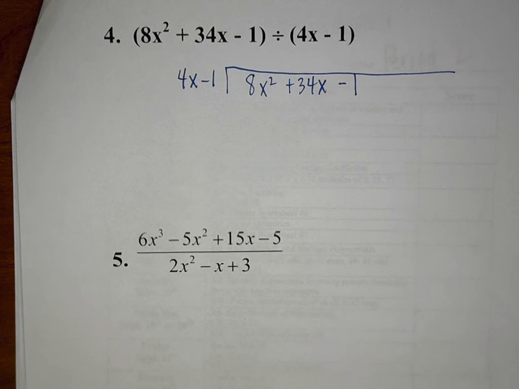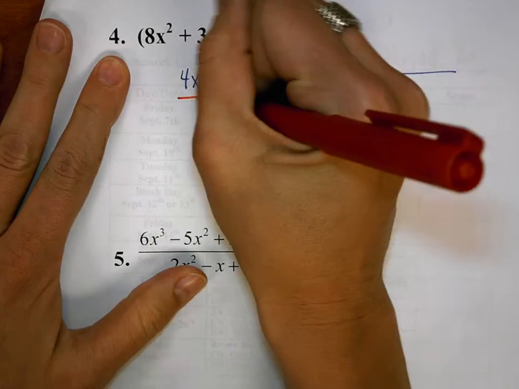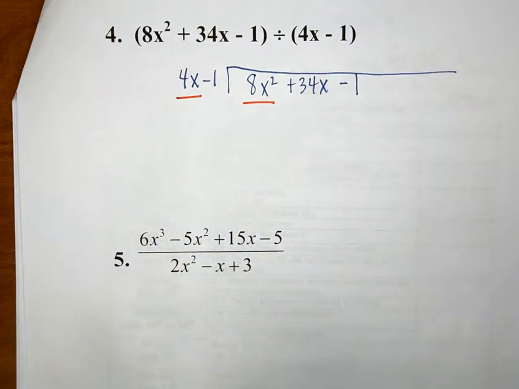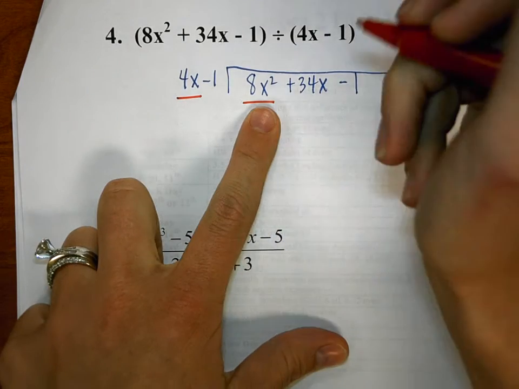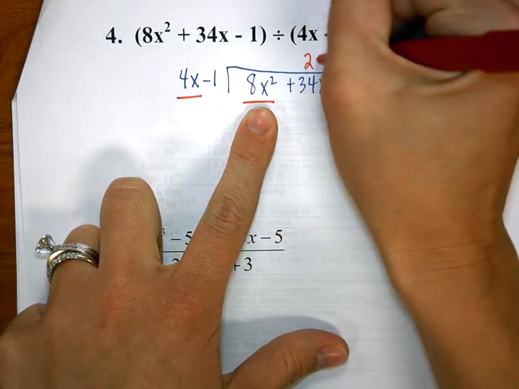Okay, so here we go. A lot of you got it, a few of you didn't. Some of you kind of tried. Okay, so we have 4x and 8x squared. So 4x times what makes 8x squared? 2x. I line it up with my plain x term.